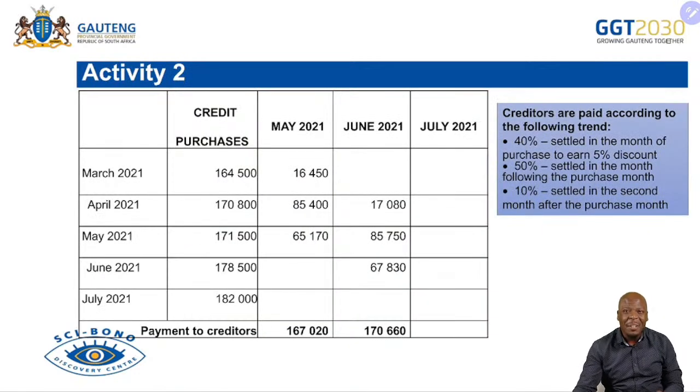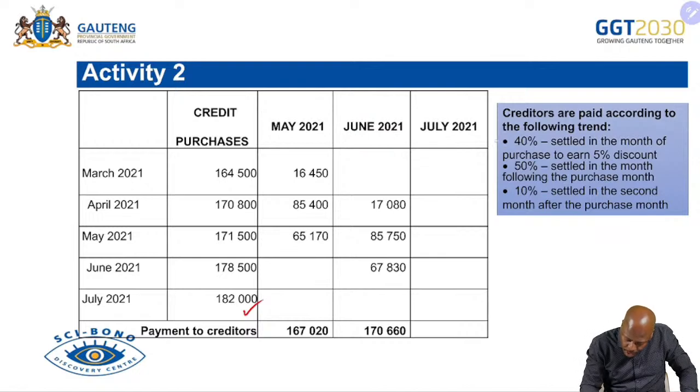Let's quickly go. The next activity says we want to calculate the payments. Already here we have our 182,000, which is what we were looking for. Creditors are paid according to the following trend. This is a creditors payment schedule, but we're going to apply the debtors collection approach, the same approach that we did earlier on. So we want to do it much quicker. 40% settle in the month of purchase, 50%, then 10%.